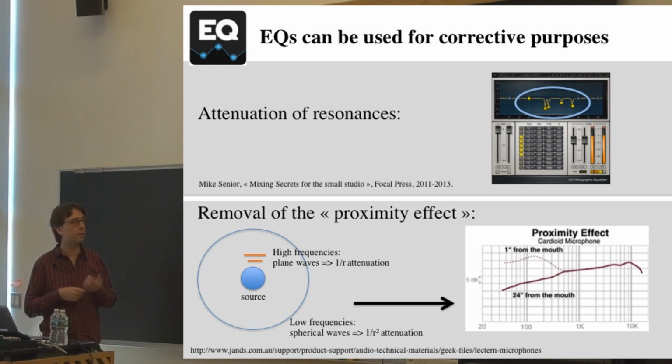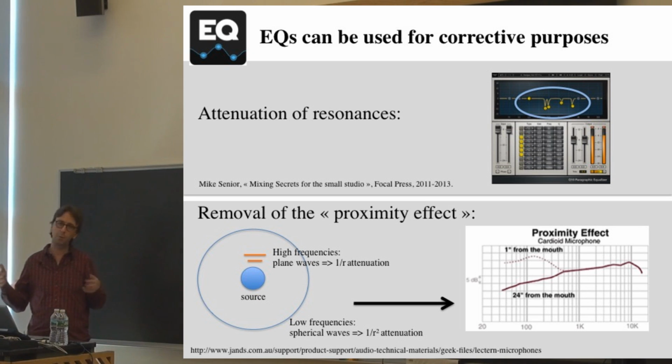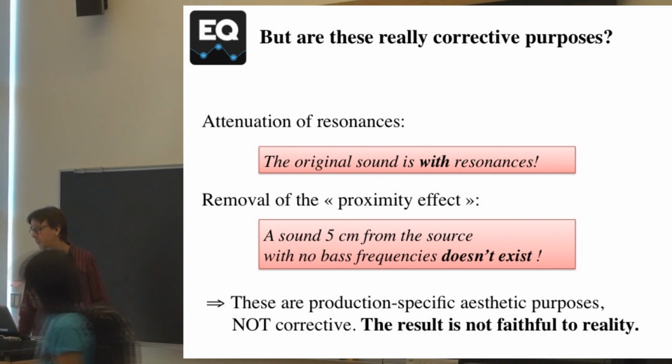The same goes for the attenuation of resonances. Every guitar has acoustic resonances. Every instrument has acoustic resonances. If you remove them, the instrument doesn't exist anymore. I mean, it's not a faithful rendering of the instrument. It's a problem of production-specific aesthetic purposes.